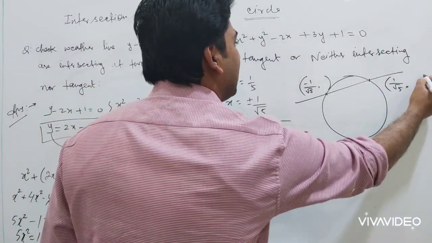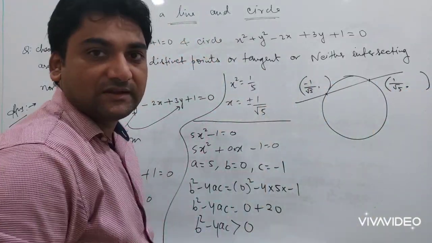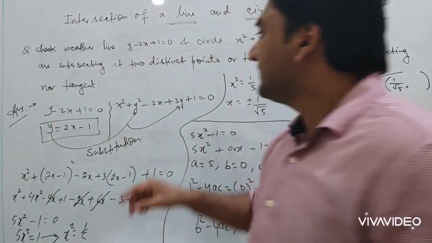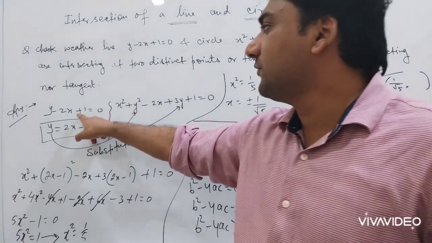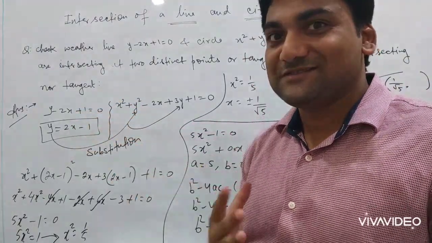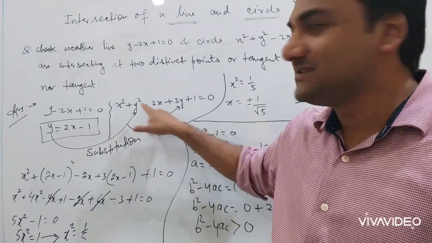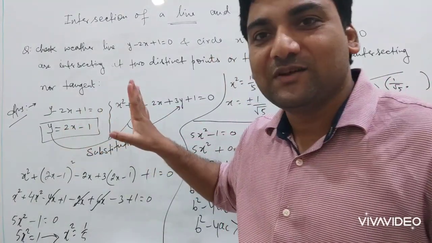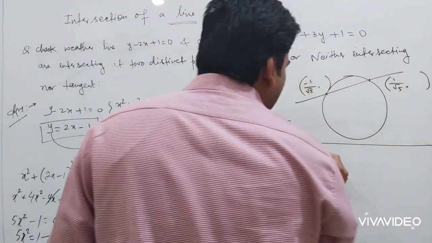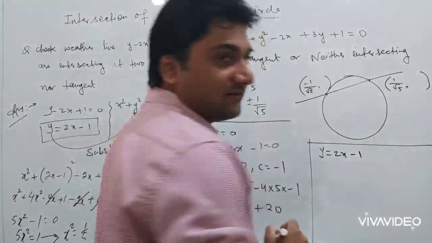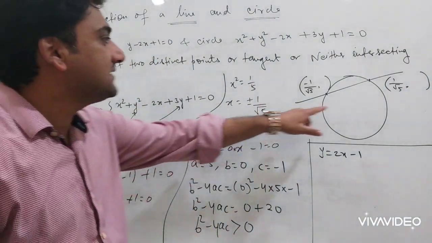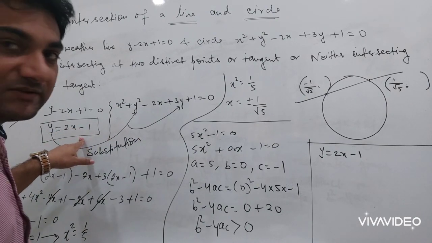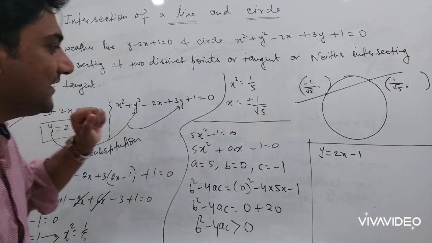Okay? Now we have to find y. Y for this as well as y for this. How can we find y coordinate? Please try to understand. We can use either this equation or this equation. But we are smart. We are not going to use this one because it's a very lengthy calculation. We will use this one. Y equals 2x minus 1. This is the equation. We can put x equals 1 over root 5 in this or in this. So this is a simple one, so I should use this. So y equals 2x minus 1.